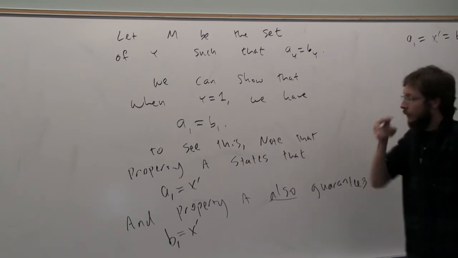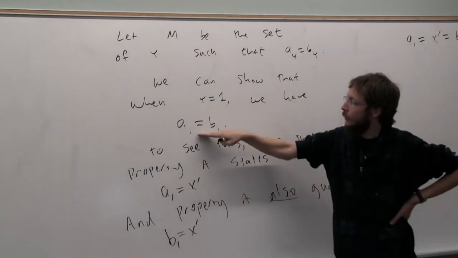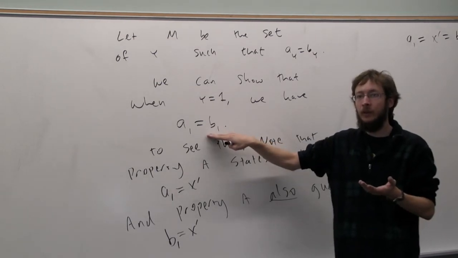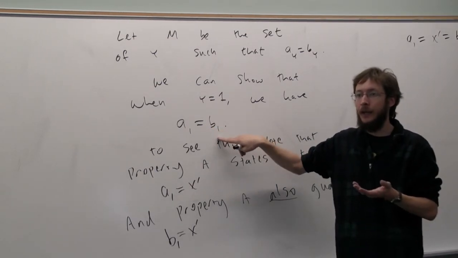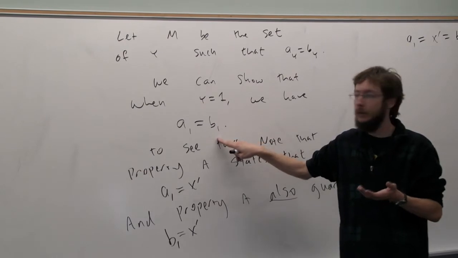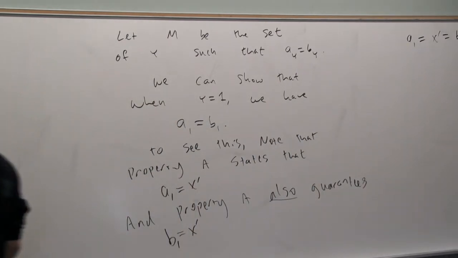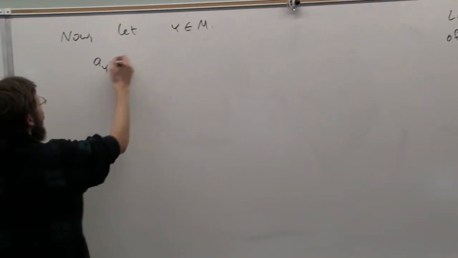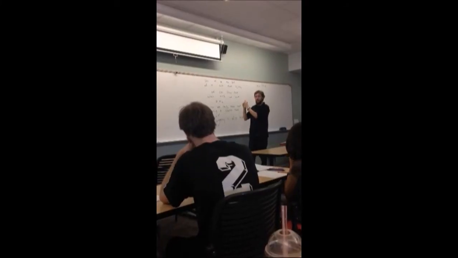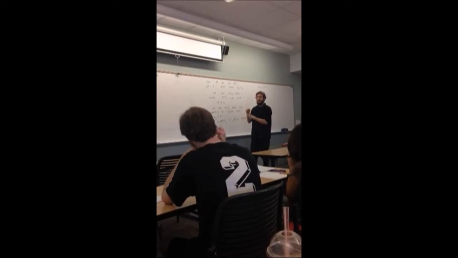So let's take a look at, we've proved that if you have two different types of addition, they at least have to agree when you're adding 1. Okay. Now, suppose that you add any other number. So let me just remind you what AY represents.